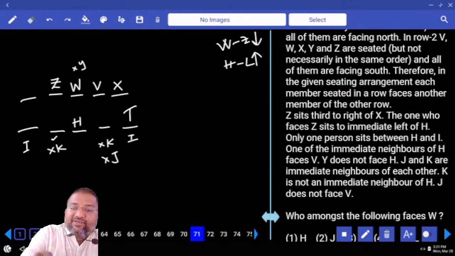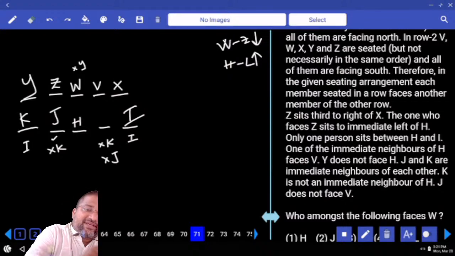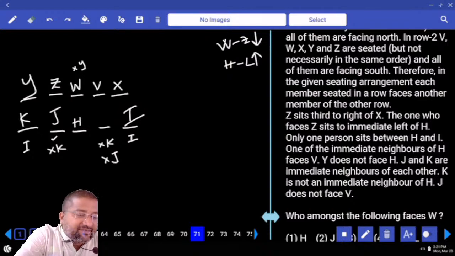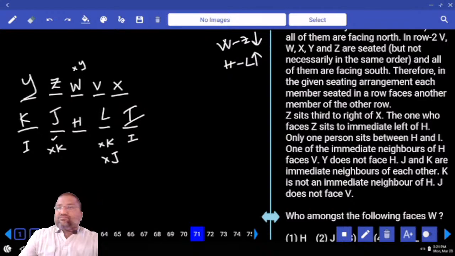So this has to be I, this should be J, and this should be K. Who is left out? Y. And there's one person who is left out. Who is he? L. Clear? Explore all the options and try to solve the question. That's it, nothing more than this.